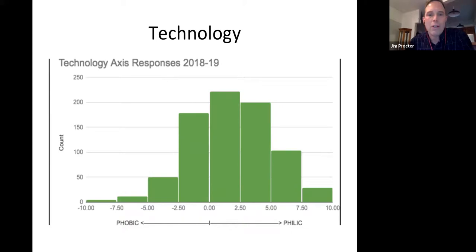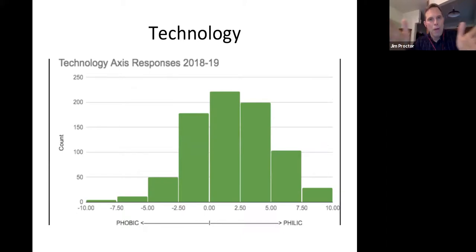And you see that a little in the chart right here, and this is just the patterns from this year's responses by students throughout the US mostly. And you see that students are generally leaning toward what I call the philic pole and not the phobic so much. Students are a little more hopeful about the possibilities of technology to solve problems than phobic.